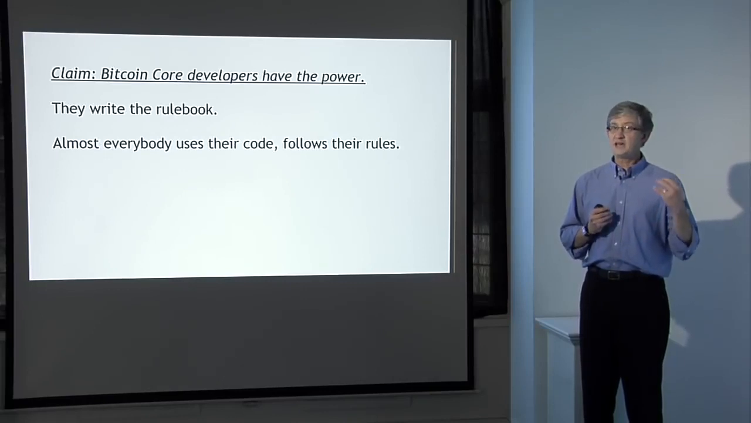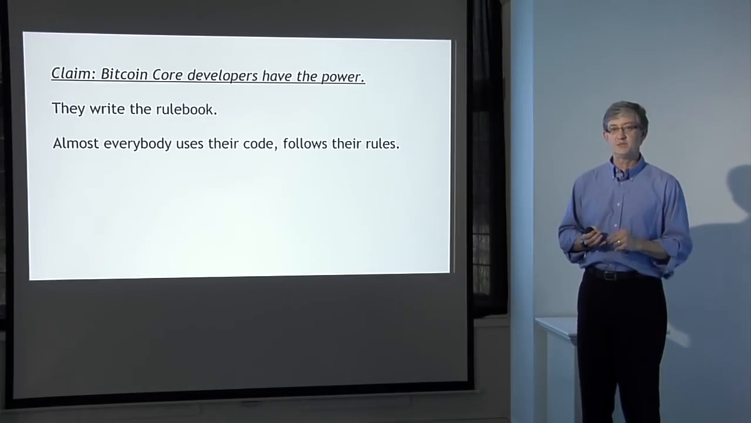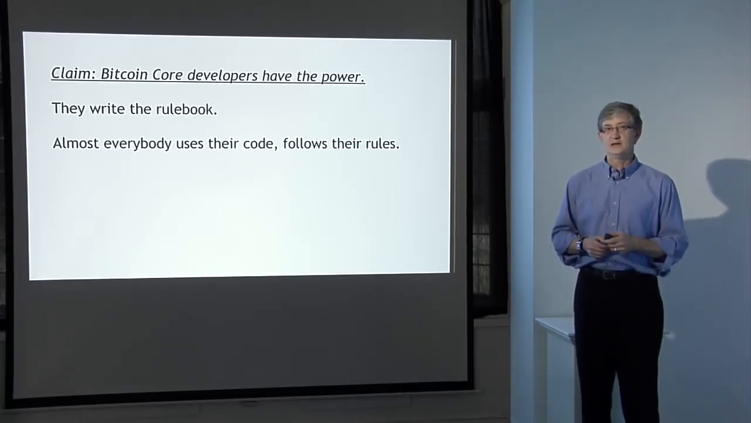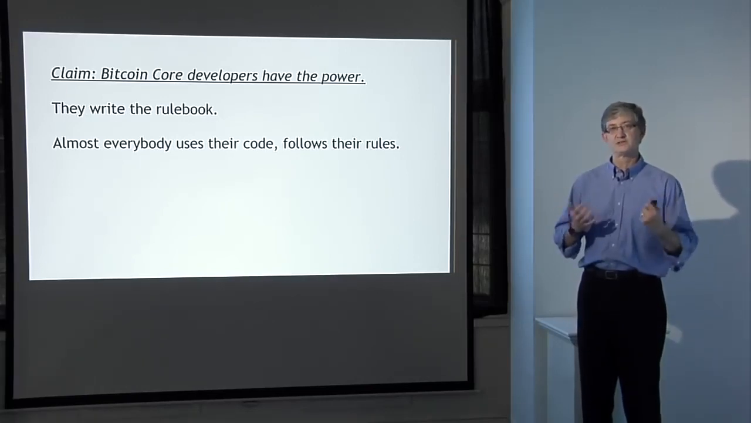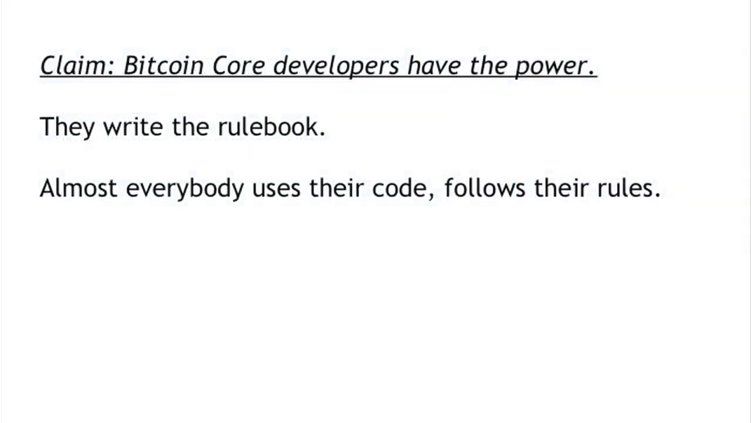So we can make a bunch of claims on behalf of a bunch of different stakeholders. The first claim is that the Bitcoin core developers have the power. Whoever develops the core software has the power. They write the rule book. They literally have their fingers on the keyboard and the ability to change the code that gets shipped. Since almost everybody does use their code and follow their rules in practice, you could argue that they have the power because they can put a change out there that other people would, at least by default, accept. So the first stakeholder is the developers.